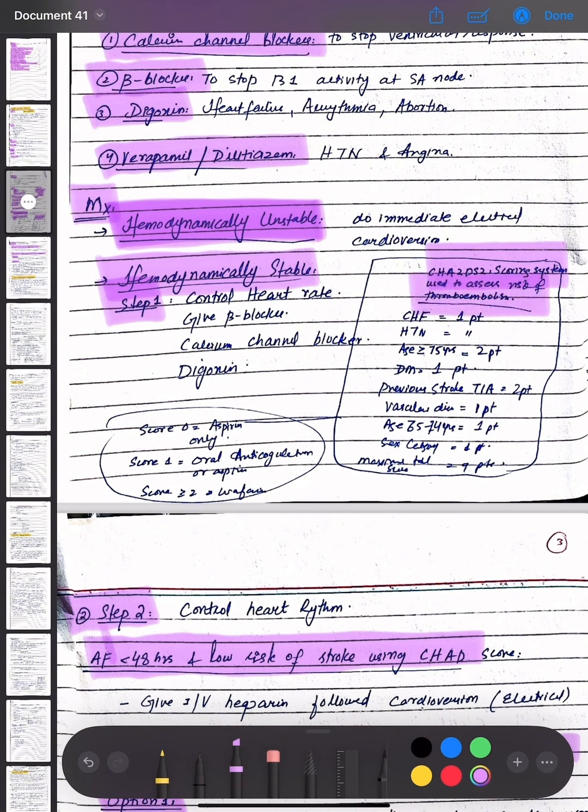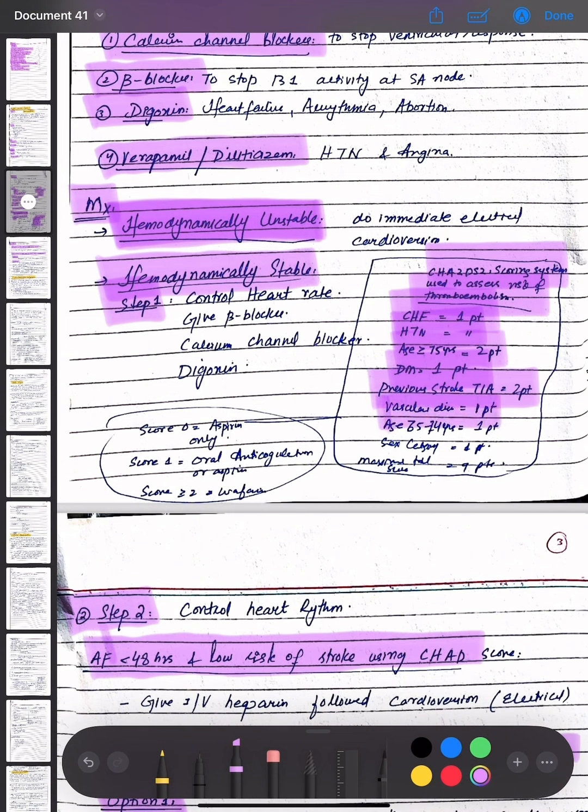For congestive heart failure, there is 1 point. For hypertension, 1 point. For age greater than or equal to 75 years, 2 points. If diabetes mellitus is present, then 1 point. If previous stroke history is present, then 2 points. Vascular disease present, then 1 point.